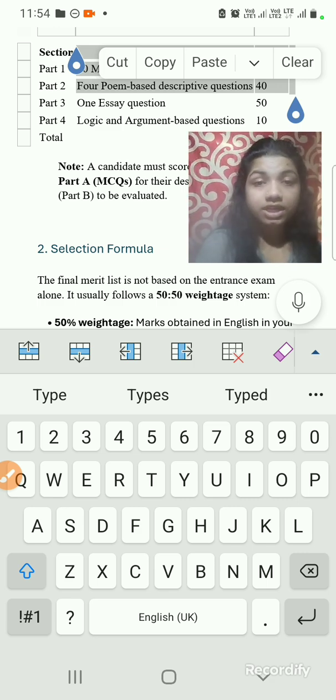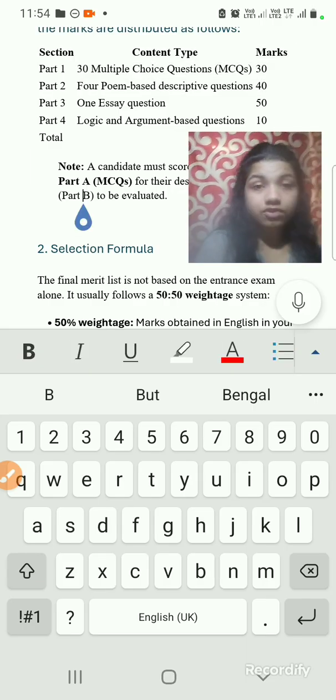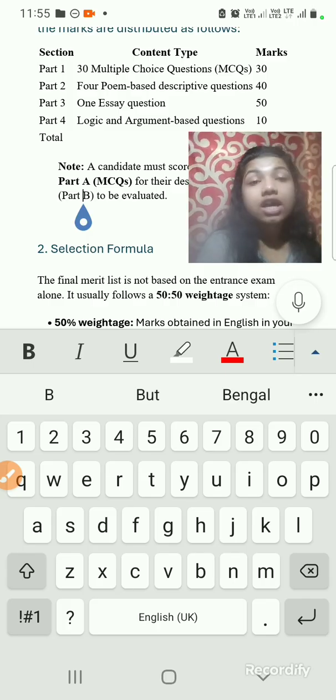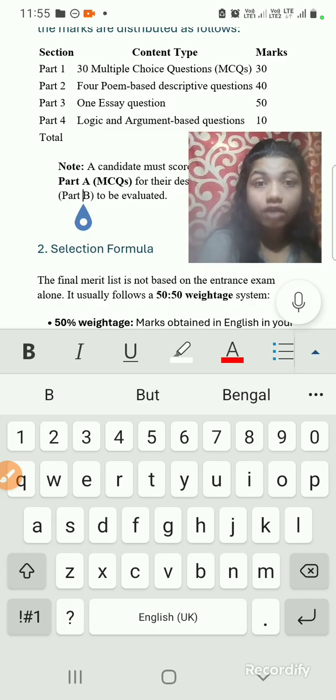So part 1 has 30 MCQs. In part 2 the total marks is 40 and 4 essay type questions would be there, each question containing 10 marks, so 4 questions of 40 marks. And the third part is 1 essay question containing 50 marks, and 4 logic argument based questions containing 10 marks, and that's your total 130.